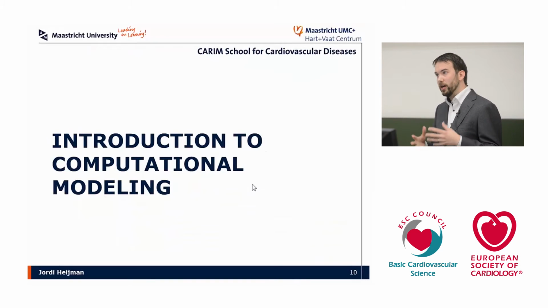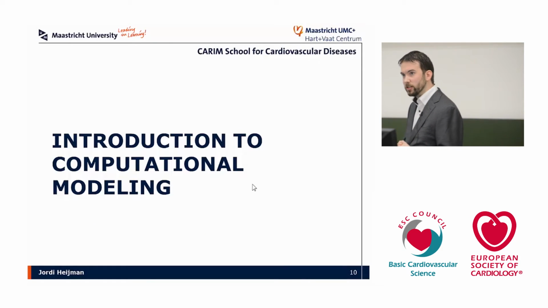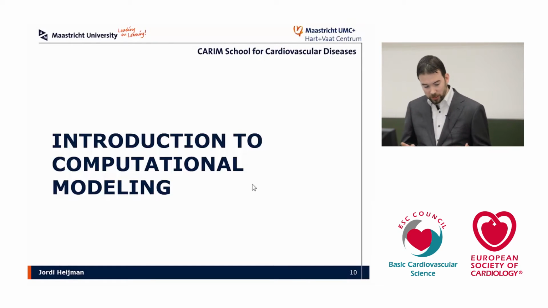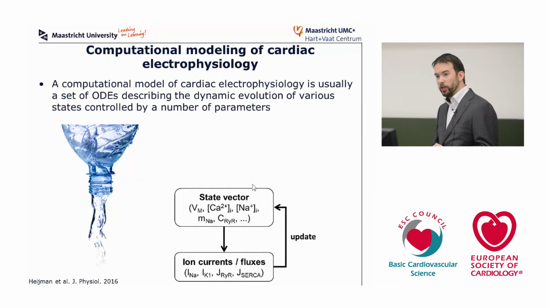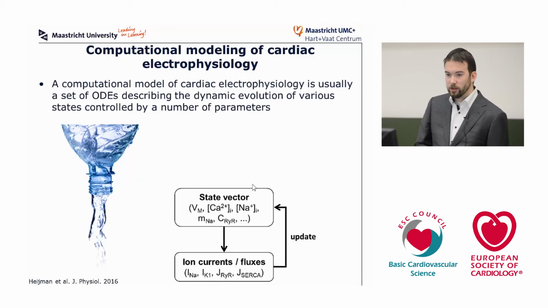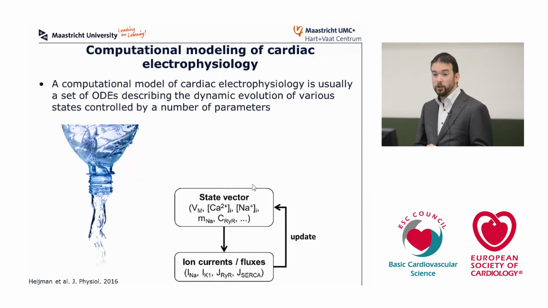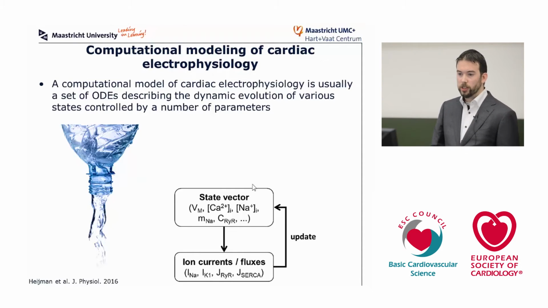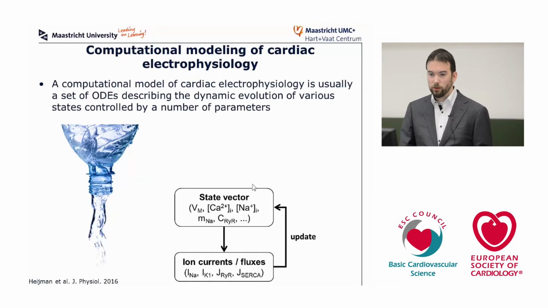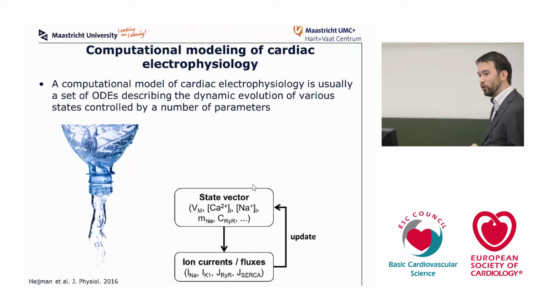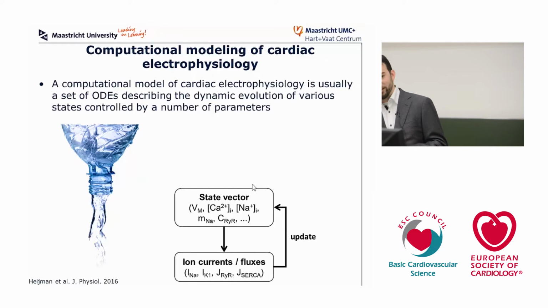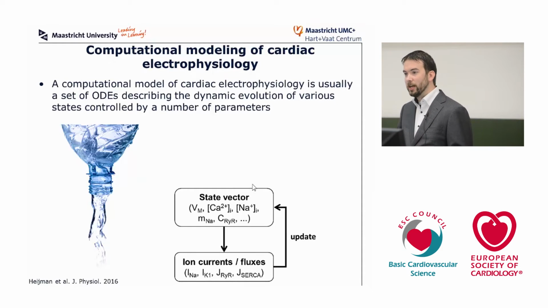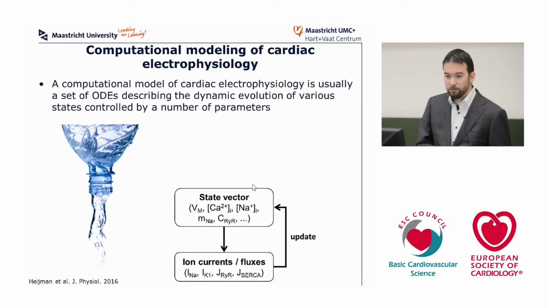So then a little bit of background. Now if we agree that it's important, what can we learn from it and how can we use it? Well, if I would write down what a computational model of cardiac electrophysiology is, then I would say that it's usually a set of ordinary differential equations which describe the dynamic evolution of various states controlled by a number of parameters. But that sounds rather abstract and might not tell you that much. So as an analogy, take the bottle of water that you see here on the screen.